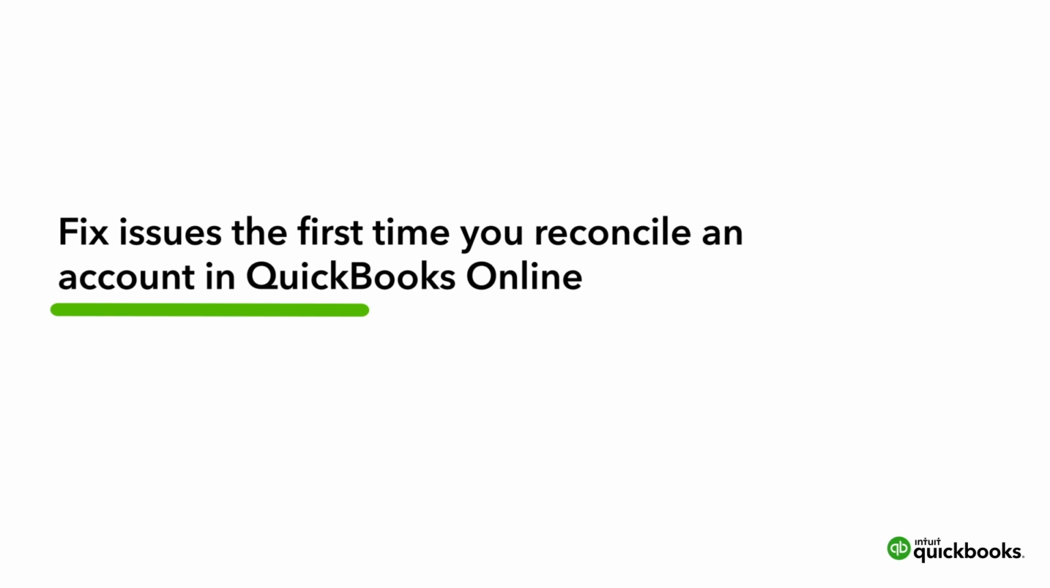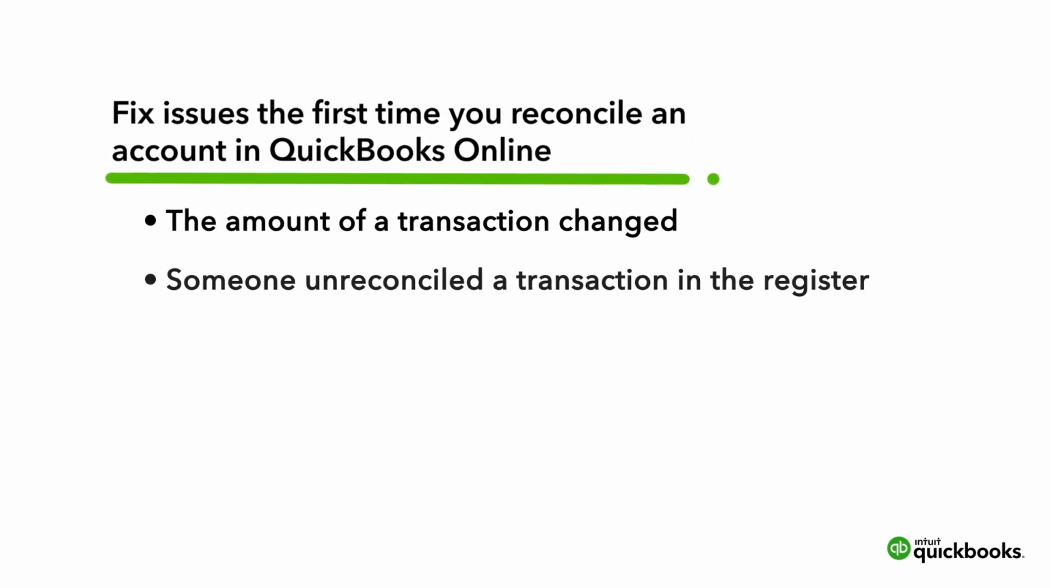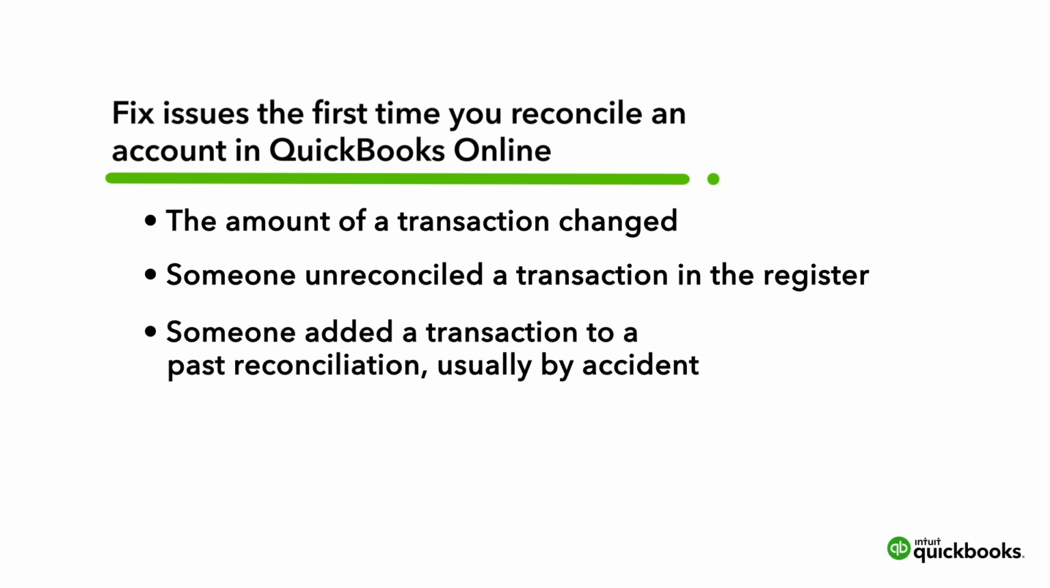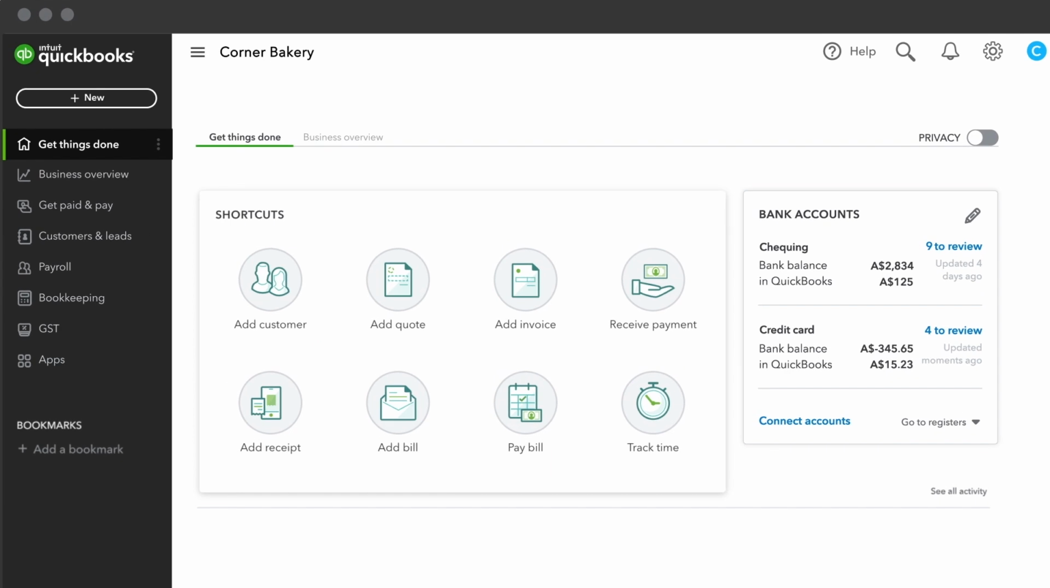Here are the four reasons this could happen. The amount of a transaction changed. Someone unreconciled a transaction in the register. Someone added a transaction to a past reconciliation by accident. Or someone deleted a transaction. Let's go over how to fix each of these.